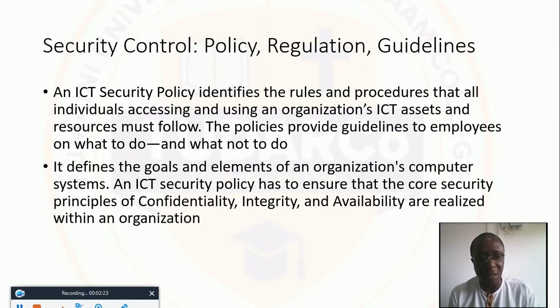An ICT security policy defines the goals and elements of an organization's computer system. It has to ensure that the core security principles of confidentiality, integrity, and availability are realized within the organization. Therefore, an ICT security policy has to make sure that it takes in place those three triads, those three pillars of ICT security: confidentiality, integrity, and availability.